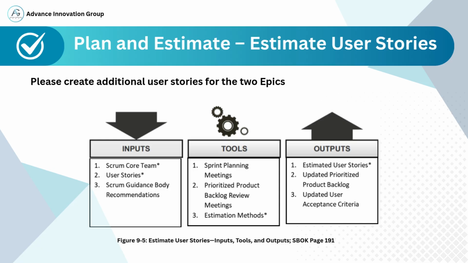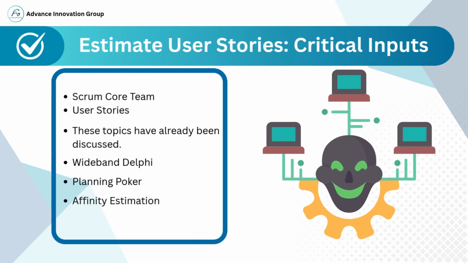And finally, the outputs of this process. Estimated user stories with assigned values based on effort. An updated prioritized product backlog that reflects more accurate planning. Updated acceptance criteria if the team identifies any additional conditions during estimation. This process ensures that the team commits to a realistic workload in the sprint and helps align product delivery with business value.